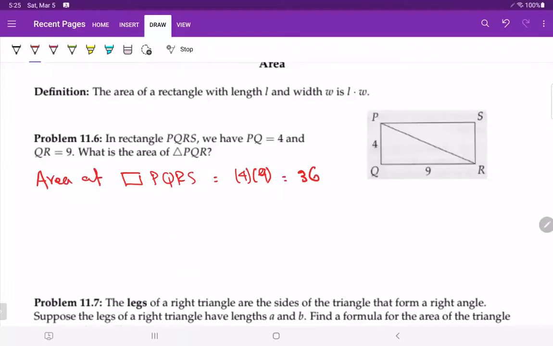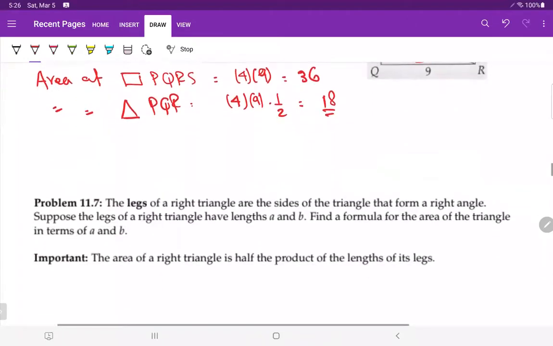But we need to know the area of the triangle PQR, this guy. So the area of the triangle is equal to 4 times 9 times half, or divided by 2, which is 18. 18, right? Because the diagonal divides the rectangle into two equal triangles.